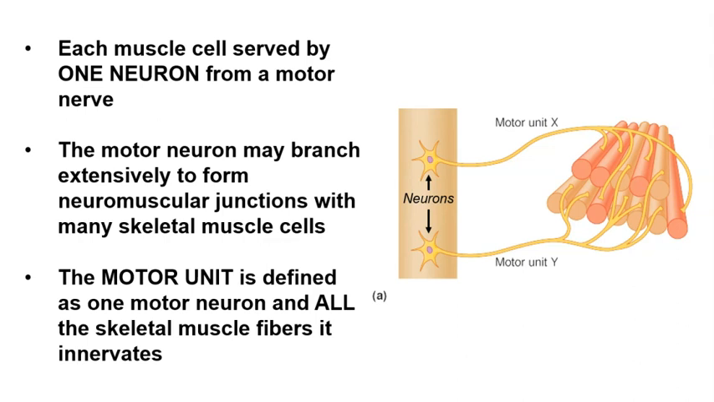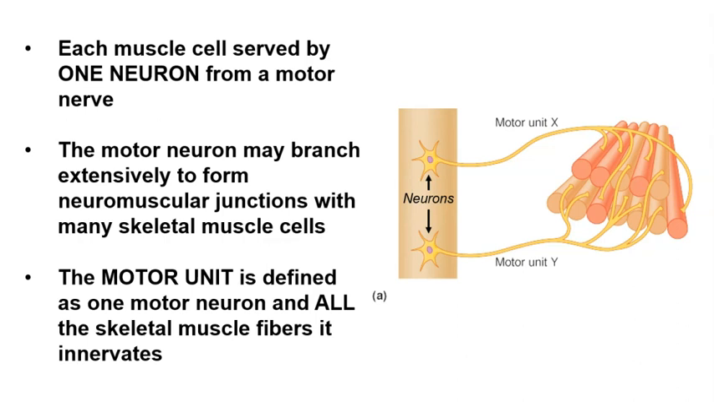So the motor unit is defined as a single motor neuron and all of the skeletal muscle fibers that it innervates or controls. That is, when this one motor neuron is stimulated, it will then stimulate all of the skeletal muscle fibers that it controls, even if it controls a few hundred of them.